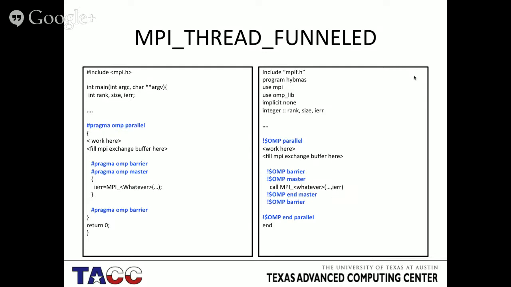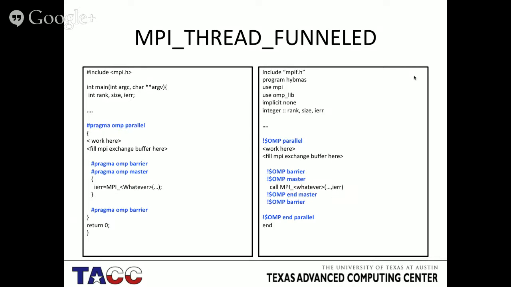The reason for that is that typically each thread will be contributing something to the array that you're going to exchange using MPI. So you want to make sure that all OpenMP threads have finished writing their data to memory before you pack that array and then you send it.